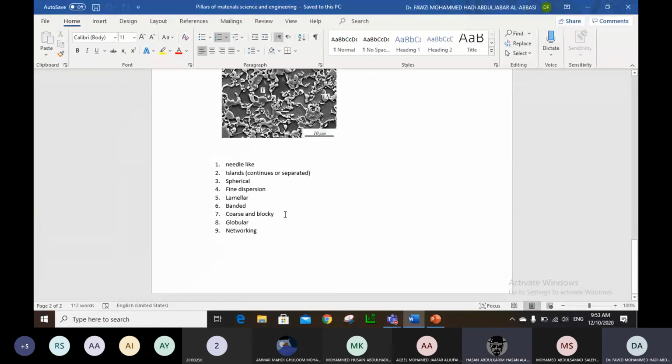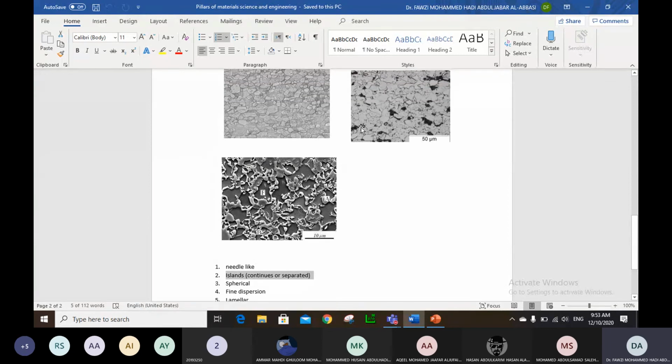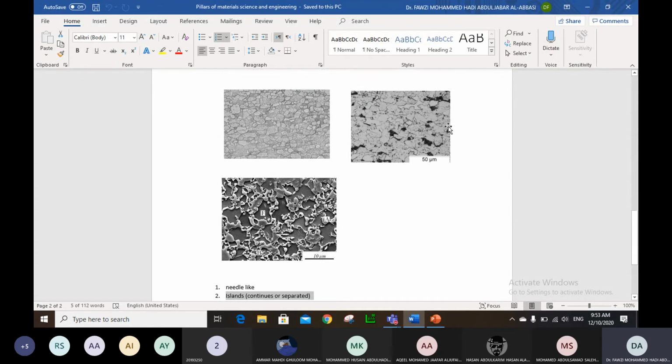Now, time is up. Yeah, 2 minutes only. We're going to continue for another 2 minutes. We have the islands, which could be continuous and which could be separated. These are the island types, as you could see. The difference in the shape of the microstructure changes the property of the material. Keeping everything else constant, just the shape of the microstructure changes the property of the material as well.